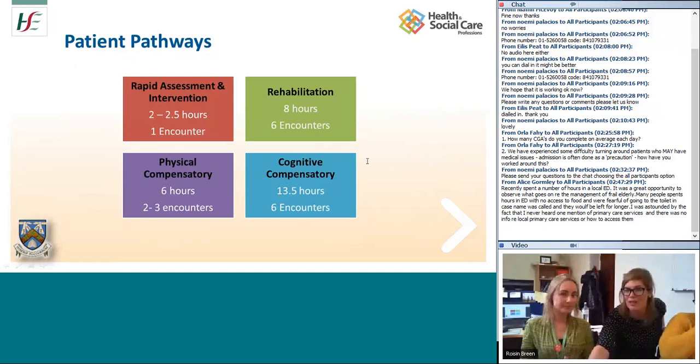I think a nice point to link in with this is from Alice Gormley, one of the participants online. She's saying how recently she spent a number of hours in her local ED, and it was a great opportunity to observe what goes on regarding the management of frail patients. Many people spent hours in ED with no access to food and were fearful of going to the toilet in case their name was called and they would be missed or left for longer. I was astounded by the fact that I never heard one mention of primary care services, and there was no info regarding local primary care services and how to access them.